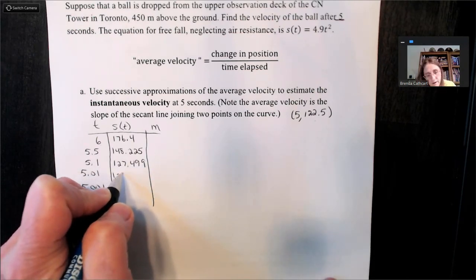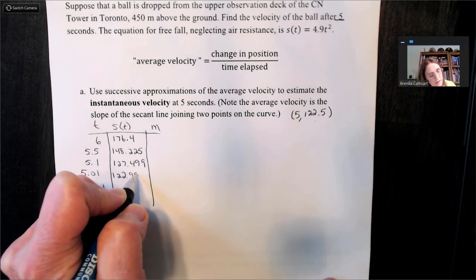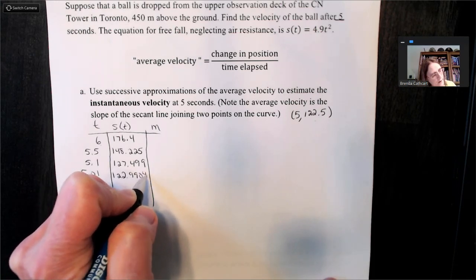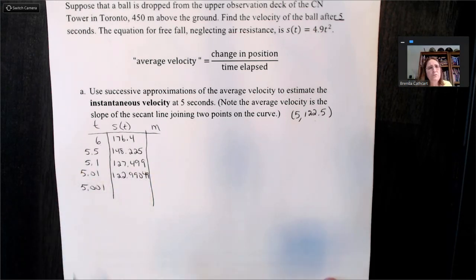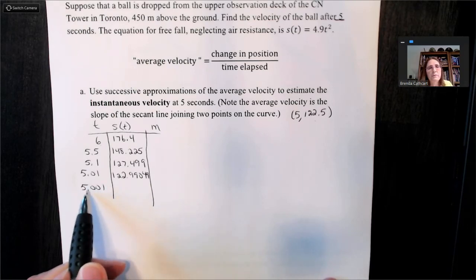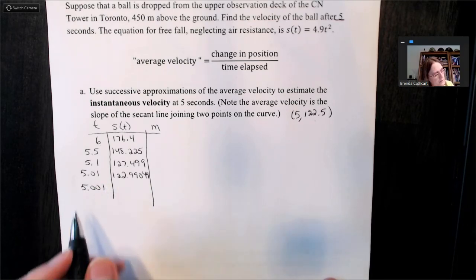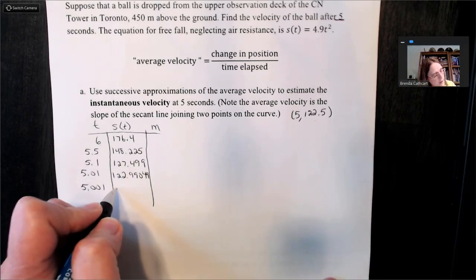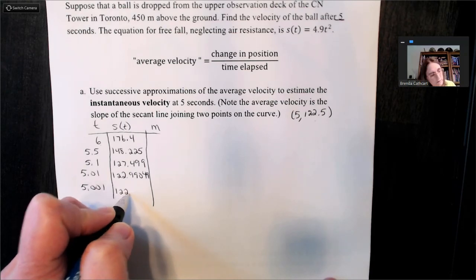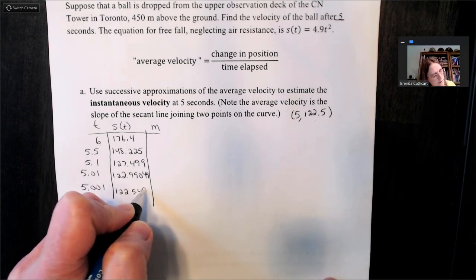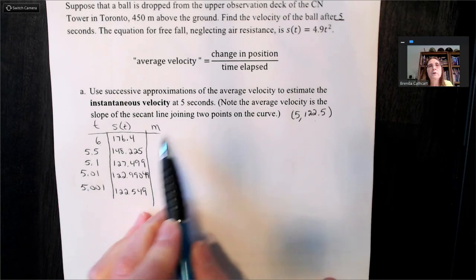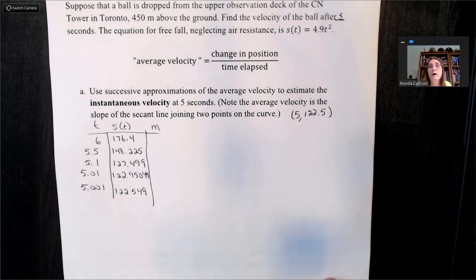Notice that I don't round any of those numbers. I want to keep these numbers so that when I do the division by very small numbers, I don't lose any accuracy. So we'll do some rounding when we get to the end, but we're not going to do any rounding until then. Now our slope, remember, change in position divided by time elapsed.